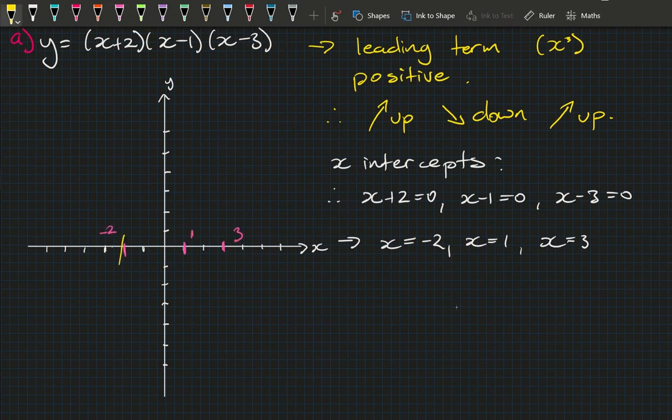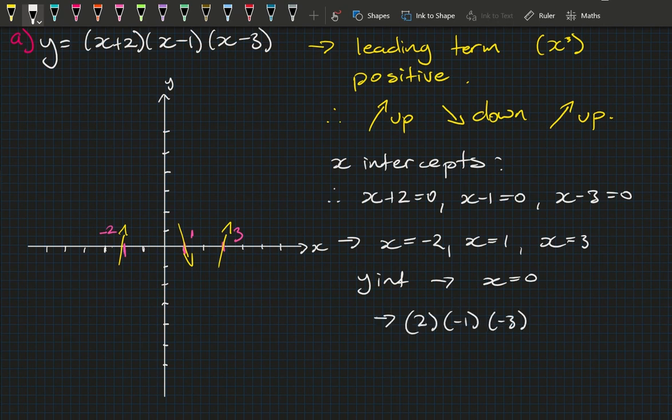So we know we're going to have an up, down, up arrows here. And of course we need to mark in our y-intercept, which is where x equals 0. So that would just be 2 times minus 1 times minus 3. So minus times a minus is positive, so we've got positive 3 times 2 equals 6. And let's mark that in on the graph.